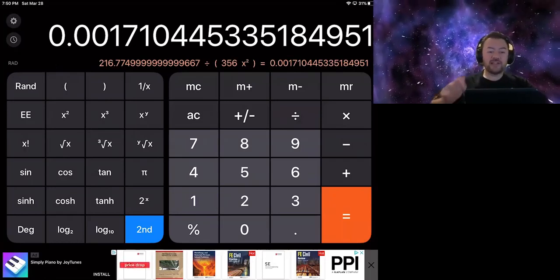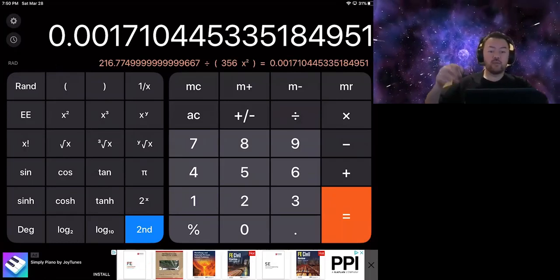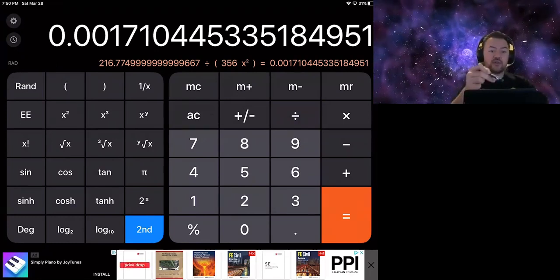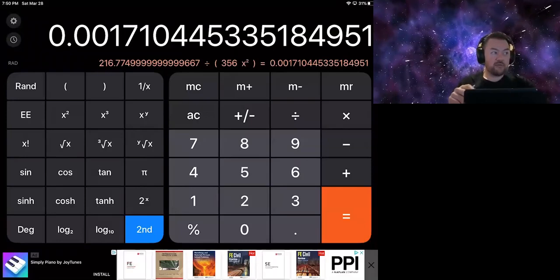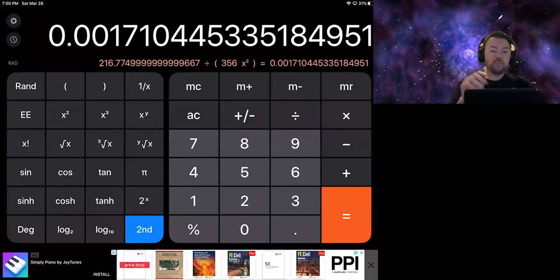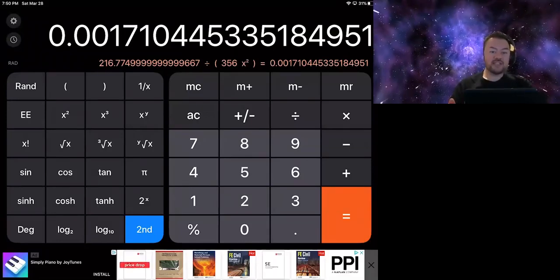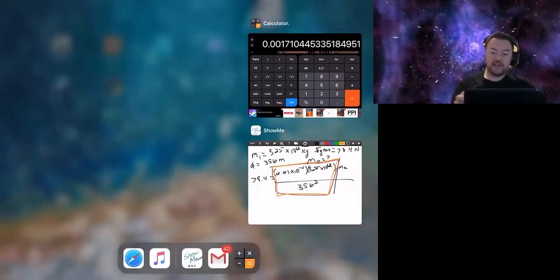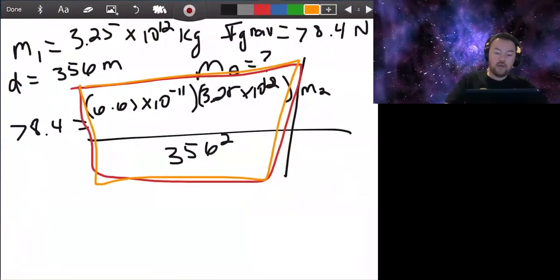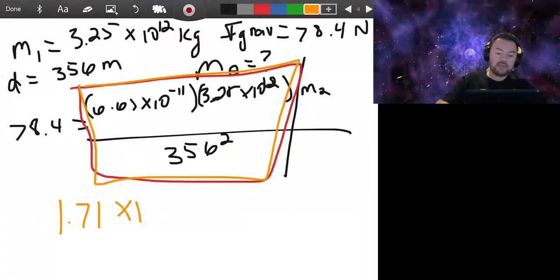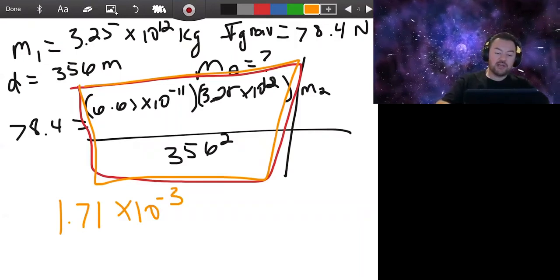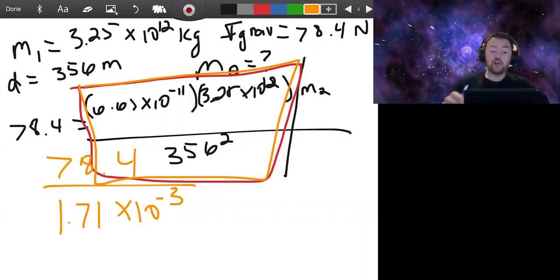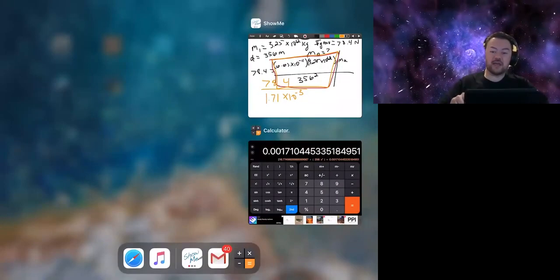And so I'm gonna take 0.00171, all that stuff, and I'm gonna divide that into the force, which was 78.4. So 1.71 times 10 to the minus third is what that comes out to be. Let me write that down because I may not be able to remember that. 1.71 times 10 to the minus third. And we're going to divide that into 78.4. It's going to be a number larger than 1, I'll tell you that much.